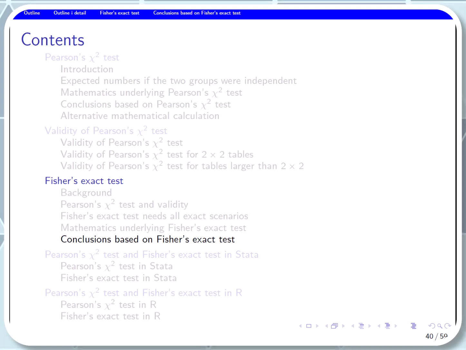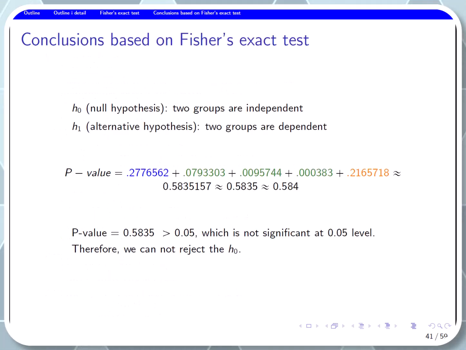Conclusions based on Fisher's exact test. Null hypothesis: the 2 groups are independent. Alternative hypothesis: the 2 groups are dependent. For the two-sided p-value, we add the blue probability, gray probabilities, and orange probability. It's roughly equal to 0.584, which is larger than 0.05, indicating it's not significant at the 0.05 level. Therefore, we cannot reject the null hypothesis.